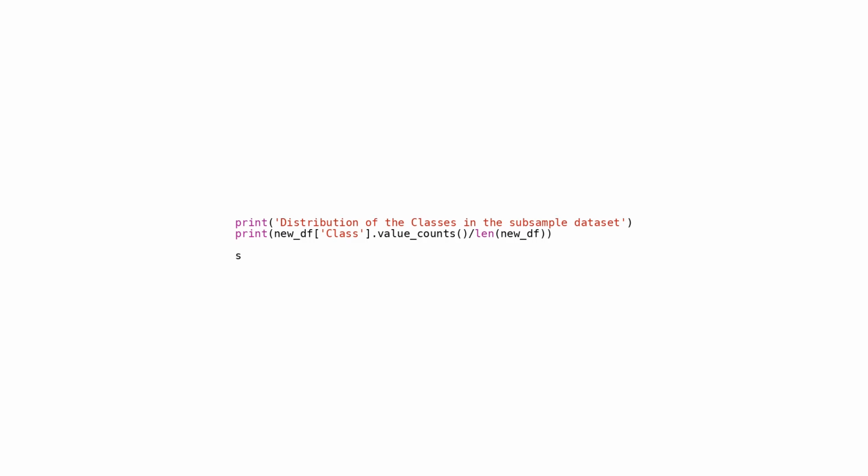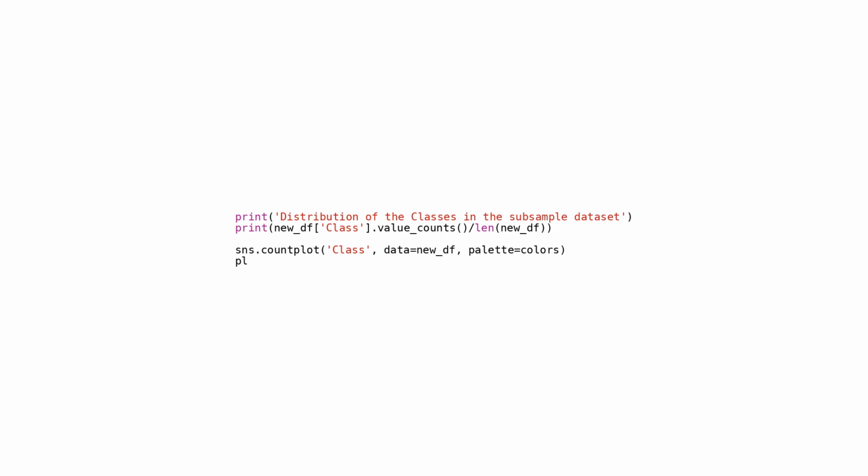2. Plotting the distribution. It utilizes sns.countplot from the Seaborn library to create a count plot of the class column in the new_df dataframe. The color palette for the plot is specified in the palette argument. The plot's title is set using plt.title. Finally, plt.show is used to display the count plot.